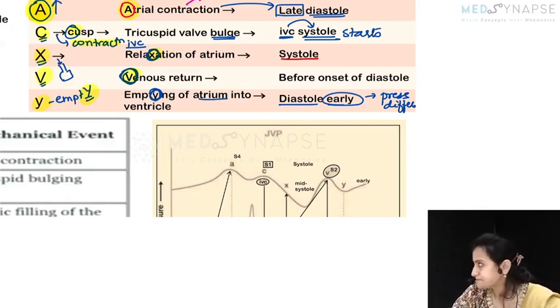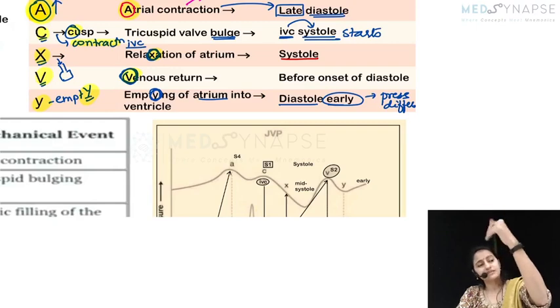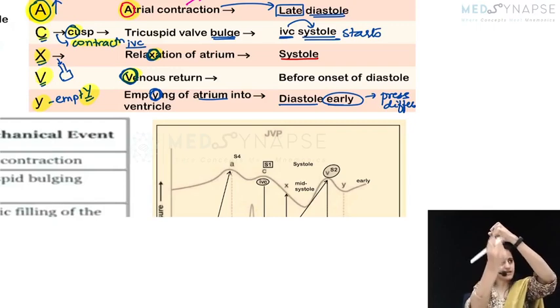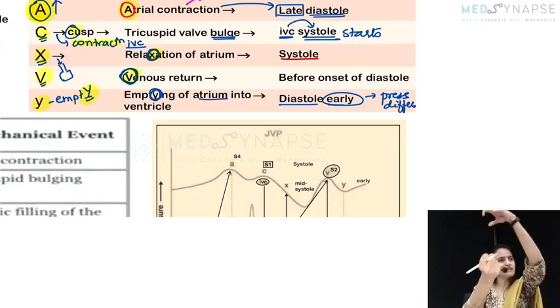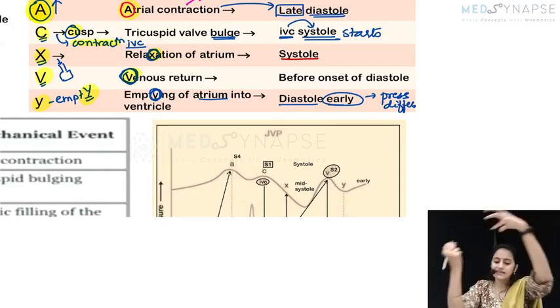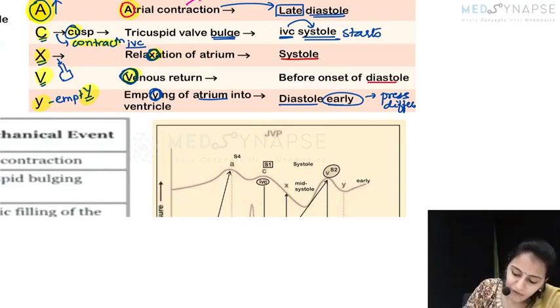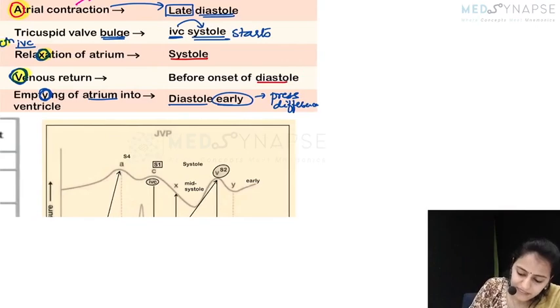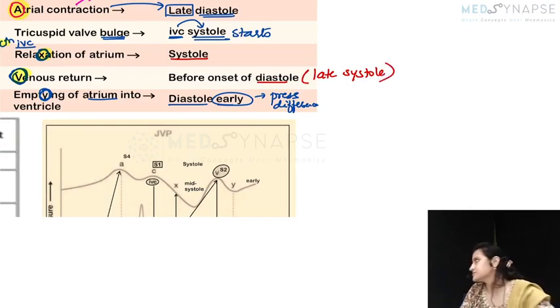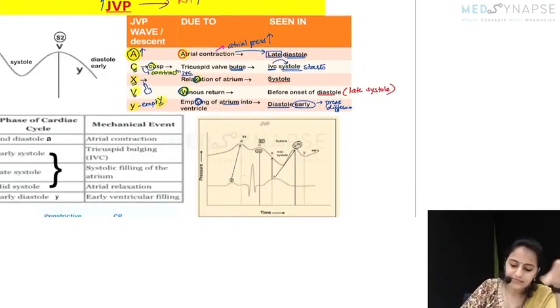Venous return. When does the venous return come, in the systole or the diastole? While the systole is going on, the atrium is getting the blood from the veins. It is getting filled. So it is just before the onset of diastole. That means you can call it late systole. It is late systole.